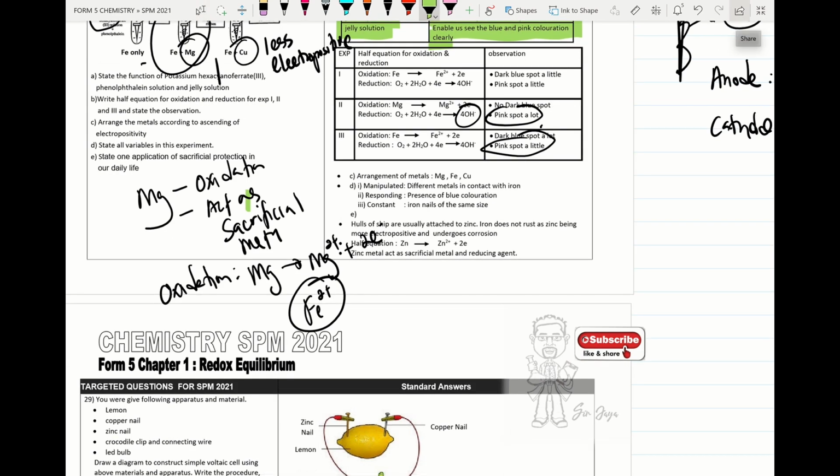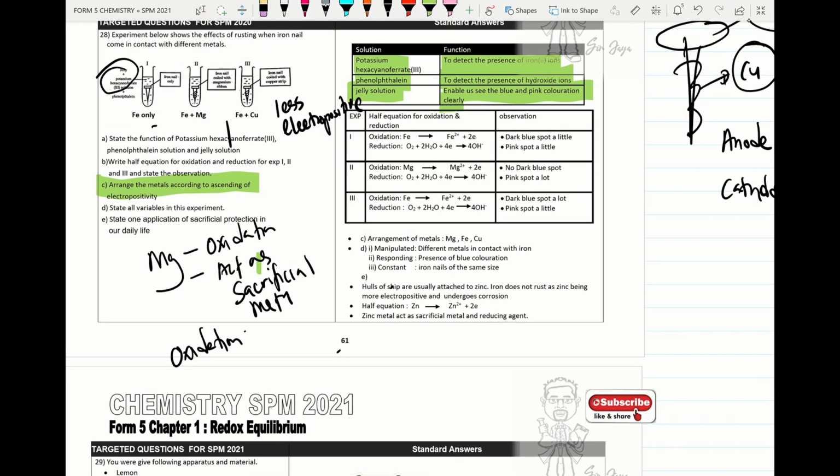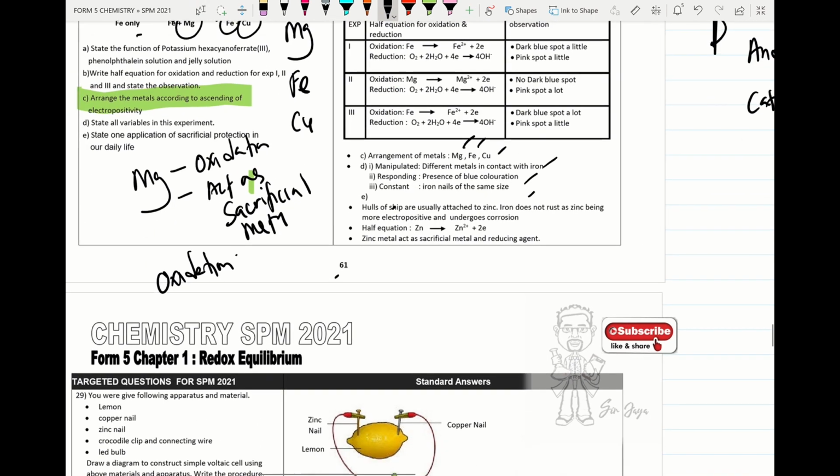Alright, so we need to arrange the metals according to ascending order of electropositivity. Look at the question. So which metal is more electropositive here? Magnesium is more electropositive, so we put magnesium on the top. The iron is more electropositive than copper, so I will put iron in the middle. Then the copper is less electropositive, so the answer is magnesium, iron, and copper. All right, manipulated variable, responding variable, all these please remember. The application I already discussed in the previous video, please remember.